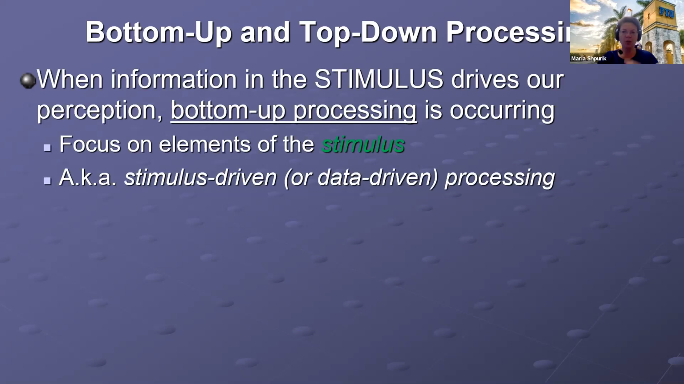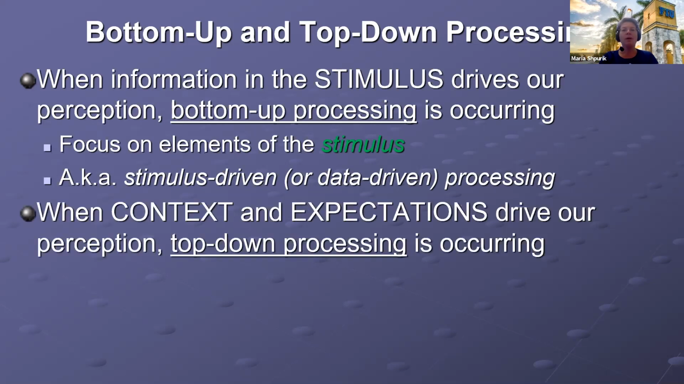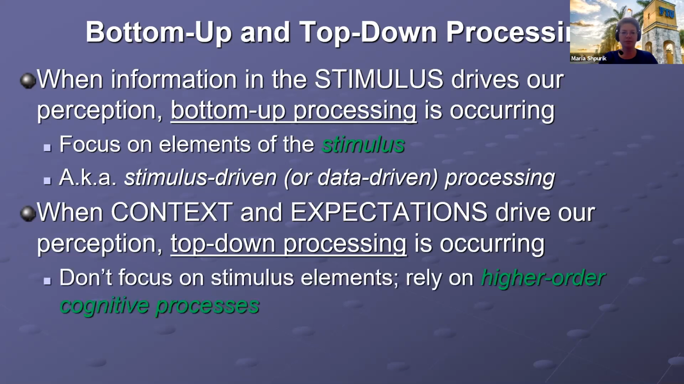Okay? Stimulus-driven or data-driven processing. We're working with the raw data that we have, and that raw data comes in the form of visual stimulus. Now, when context and expectations drive our perception, top-down processing is occurring. We don't focus on the stimulus elements, we rely on higher order cognitive processes. Again, I want to say that whenever we perceive something, both of these are working together. But if we were to separate them, then those will be the two components.